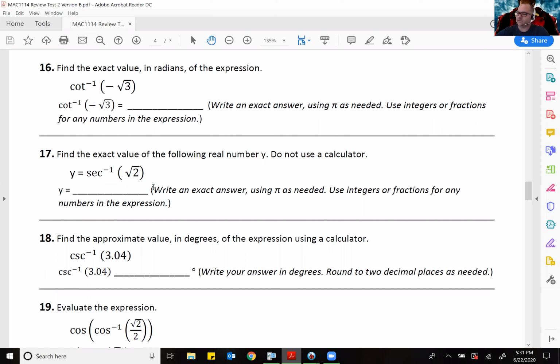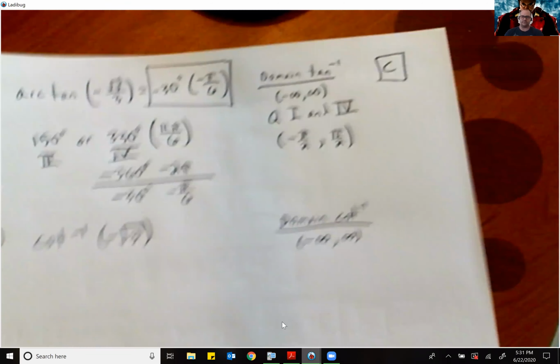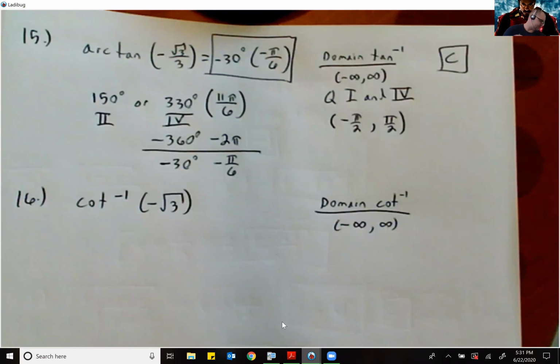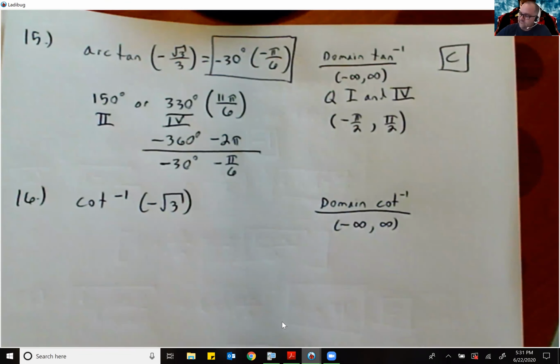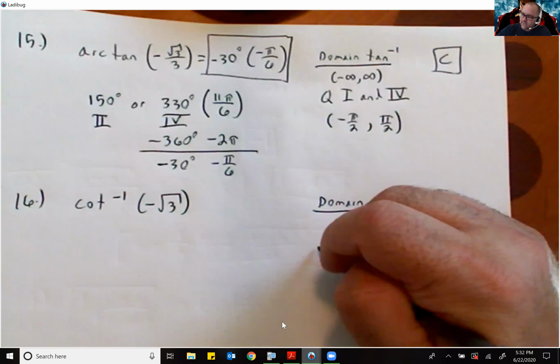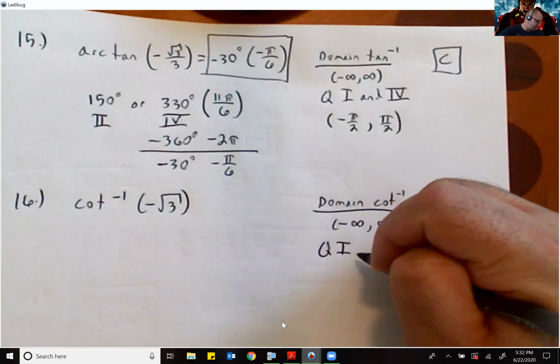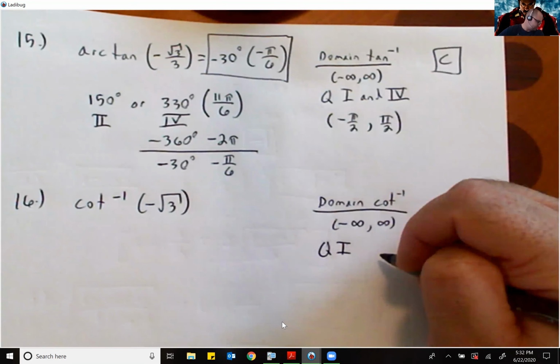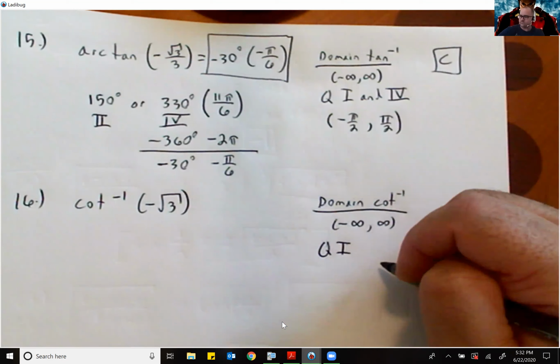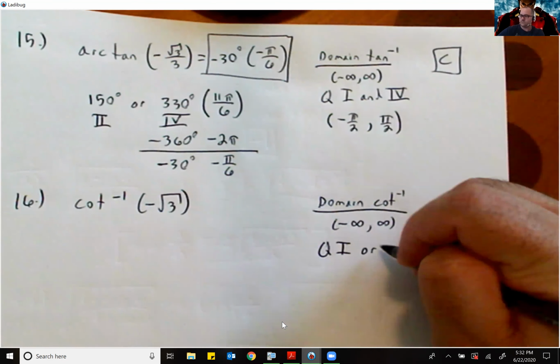All right, so the domain of the inverse of cotangent is just like tangent, negative infinity to infinity. So again, this guy is all reals. And its range falls within quadrant 1 and quadrant 2.